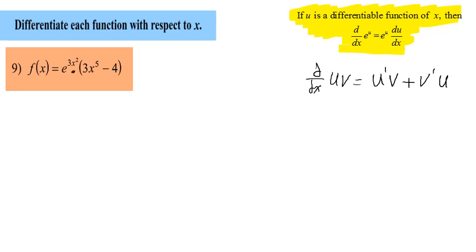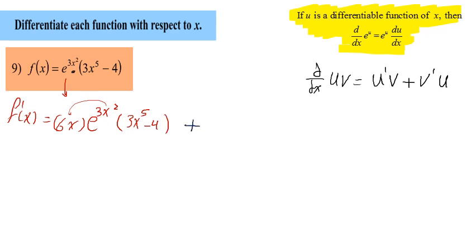So the derivative of the function is: the derivative of e to the power of 3x squared is e to the power of 3x squared multiplied by the derivative of the power, which is 6x, multiplied by the second, 3x to the power of 5 minus 4, plus the derivative of the second, 15x to the power of 4, multiplied by the first, e to the power of 3x squared.